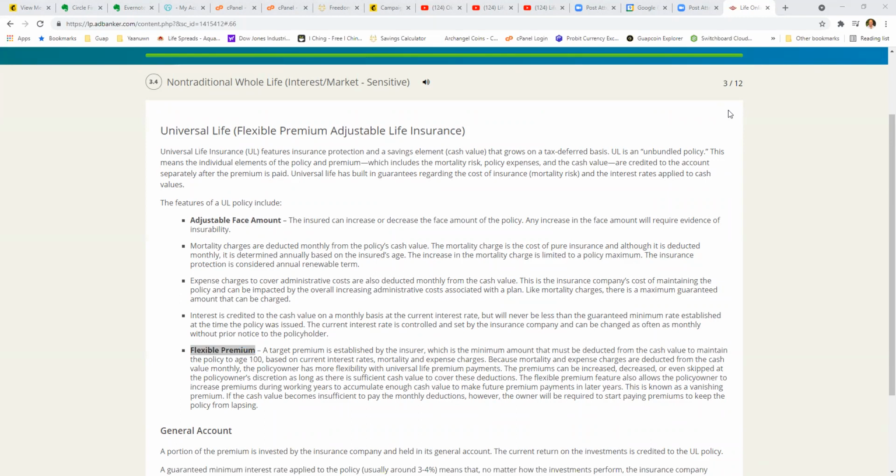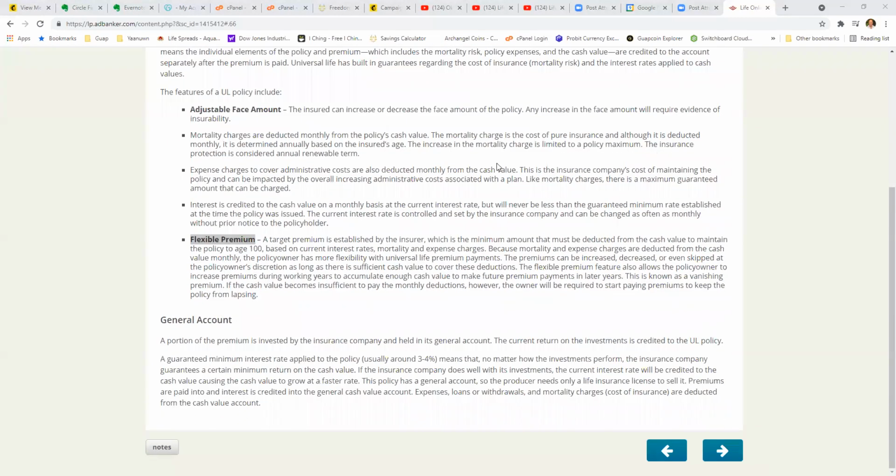Now, what we also do inside of this is we have something called indexing. Now, they're not really going to ask you about this on the test, but what indexing allows you to do is to tie it to an index like the S&P 500, or an index that we use called, oh my gosh, it'll come to me in a second. Wow. I look at it every single day.